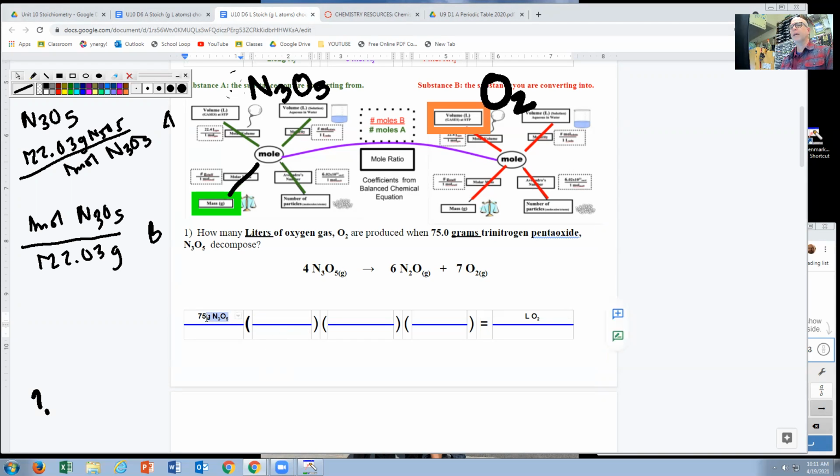All right, so I'm going to copy that just to save me some time. So we're going to have grams. How many grams? 122.03 for every 1 mole of this substance. Okay, so at this point, we've canceled out the grams, and we're at 1 mole of N3O5. What's going to be the name of this central conversion factor, ladies and gentlemen?